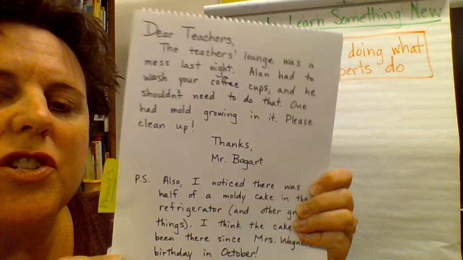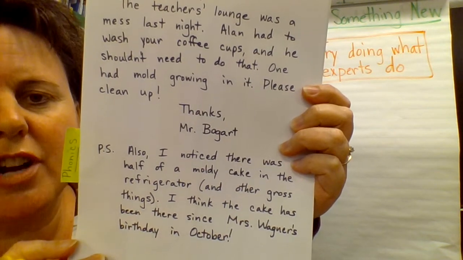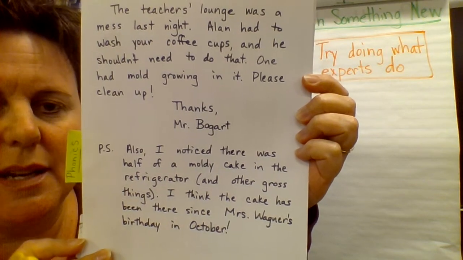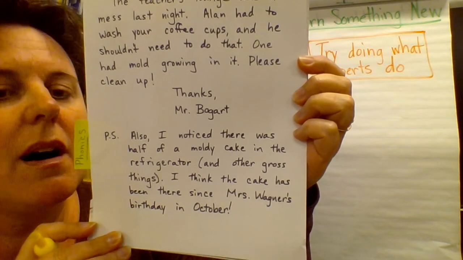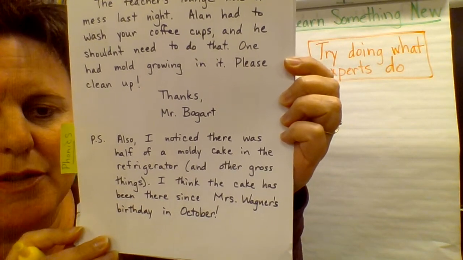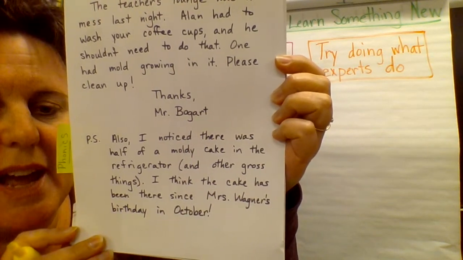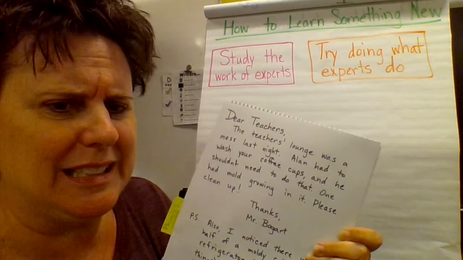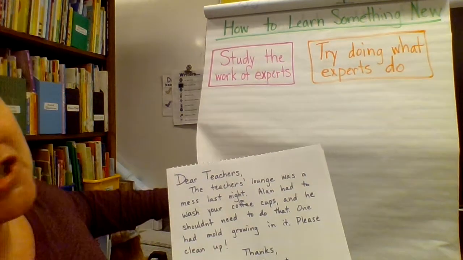I'll read you the note that he wrote first. It says, "Dear teachers, the teacher's lounge was a mess last night. Alan had to wash your coffee cups, and he shouldn't need to do that. One had mold growing in it. Please clean up. Thanks, Mr. Bogart. P.S. Also, I noticed there was half of a moldy cake in the refrigerator and other gross things. I think the cake has been there since Mrs. Wagner's birthday in October." Oh my birthday was in October. I didn't know that there was a cake in there. Gross.